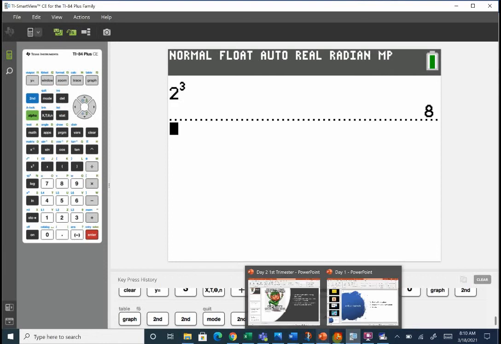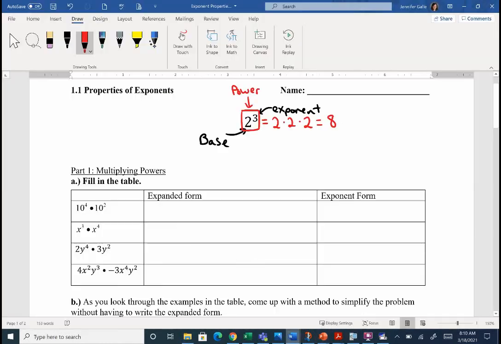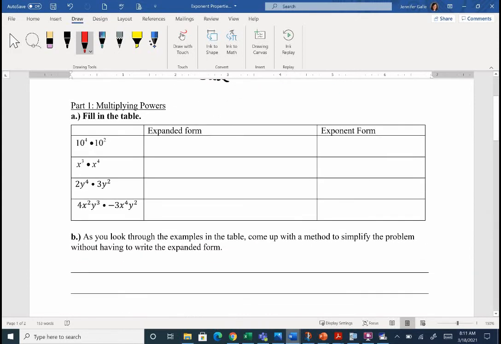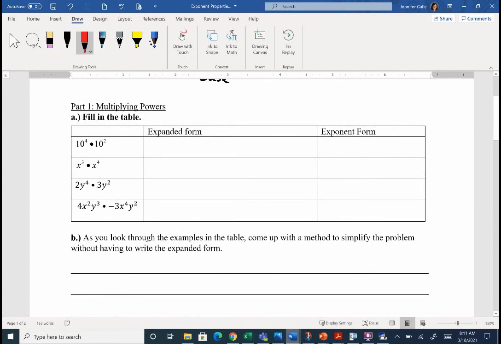All right, so we've got the basics. Basic vocab, basic, hey, here's what 2 to the third means. All right, so let's start in. There's 3 properties we need to review today. What I want to do is I'm just going to help you fill in the first row of the table. And then if you want to work with the people around you to fill in the rest of the table and come up with the rule, you can. If you want to try it on your own, you can. I'll give you a few minutes, and then we'll talk about that rule, make sure everybody's on the right track.